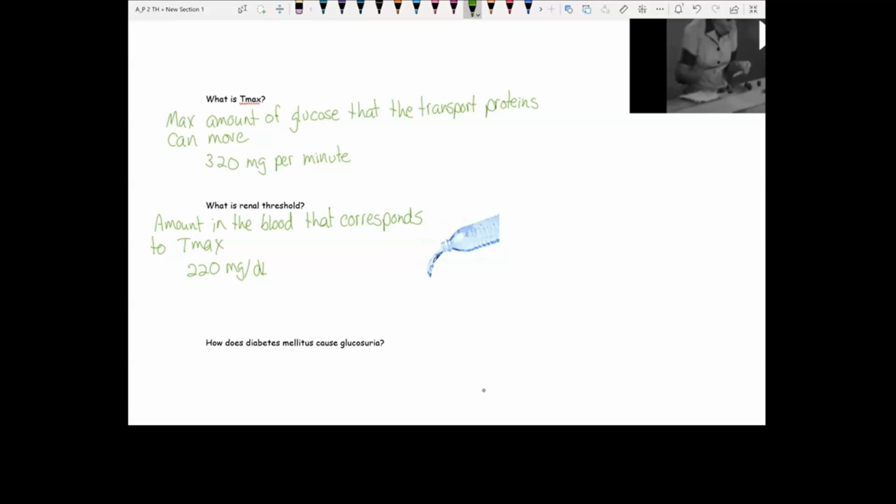To understand them, think about if you had the amount of glucose in this water bottle is the threshold. So let's say this is a bottle of water and it has sugar in it. So renal threshold is the amount in the bottle. Okay. As we pour it out and it's flowing by, Tmax would be the amount of glucose we could grab out of there as it flows by.